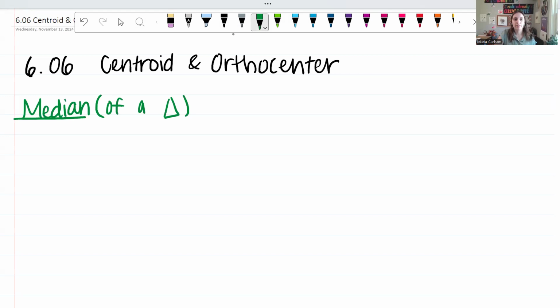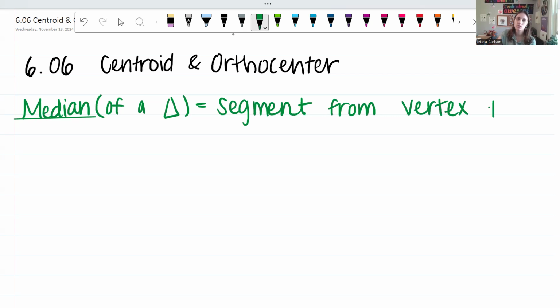So remember, we have the circumcenter and the incenter formed by perpendicular bisectors and angle bisectors. Your medians also form a point, and a median specifically is the segment from a vertex to the midpoint of the opposite side.